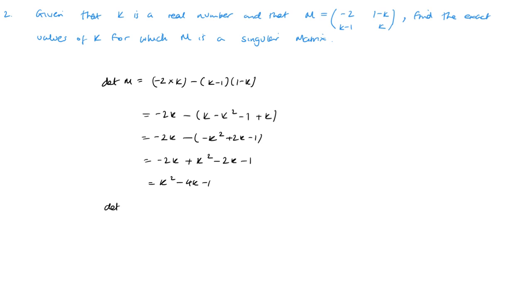Singular, so determinant of M equals 0 as it's singular. Therefore, k squared minus 4k minus 1 equals 0. Sorry, I've just realised minus and minus is a plus, isn't it? So that's a plus 1. Sorry about that. So just to reiterate, that makes that plus, that minus, and that plus.